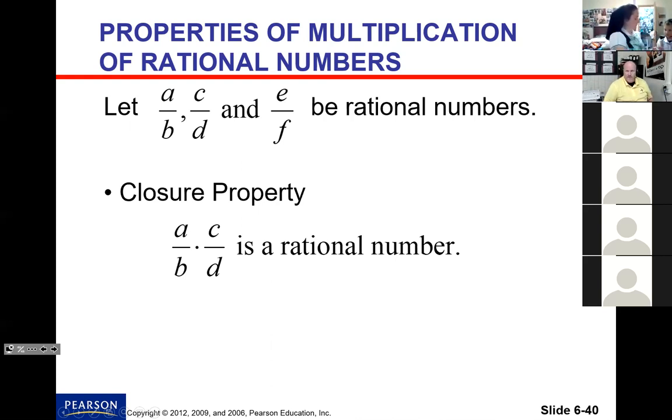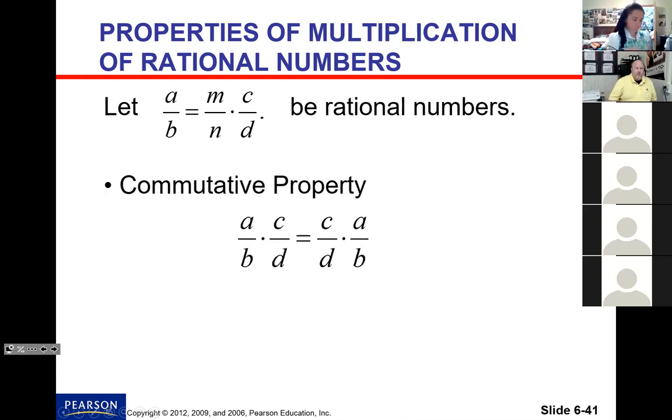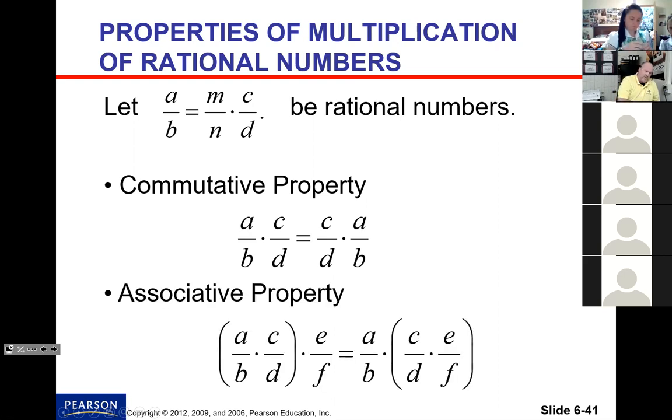Then we have commutative property. Does it matter the order when you multiply? No. A over B times C over D is exactly the same as if you flip them around. Doesn't make any difference. Associative property is the one with the brackets, right? If you have the brackets, you can move the brackets around. It makes no difference, because it's all multiplication. And that's kind of the nice thing about multiplication.